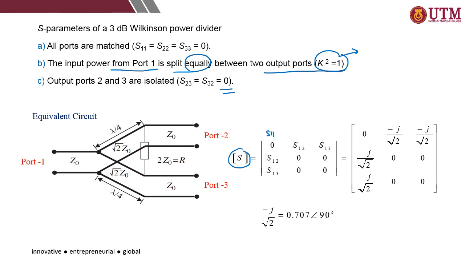Okay, if you convert this into polar, the value is around 0.707, or it is equal to negative 3 dB. It is the 3 dB power divider, in which the power from the input port is divided equally to the two output ports, port 2 and port 3.